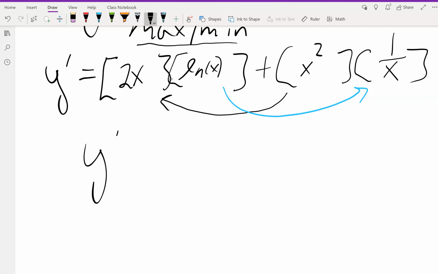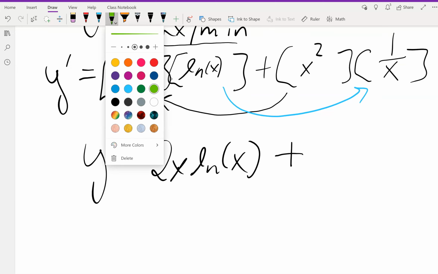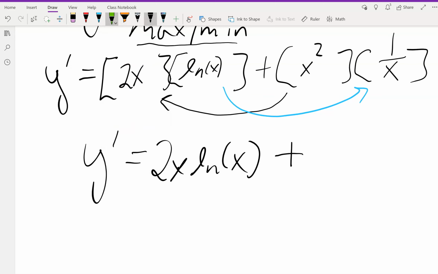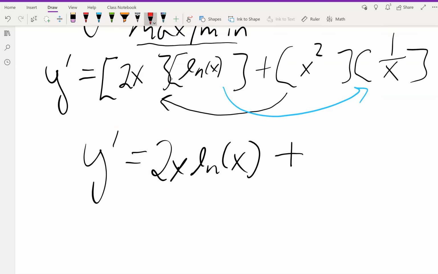Let me clean this up a little bit. You have 2x ln of x. Now, good algebra. X squared. Get my green here. What's going on? Okay, fine. It doesn't want to use green. I'll use red.